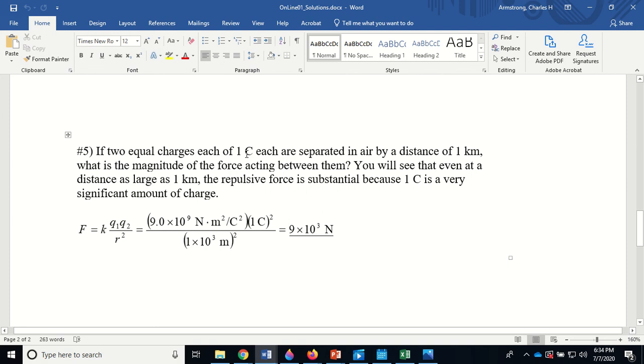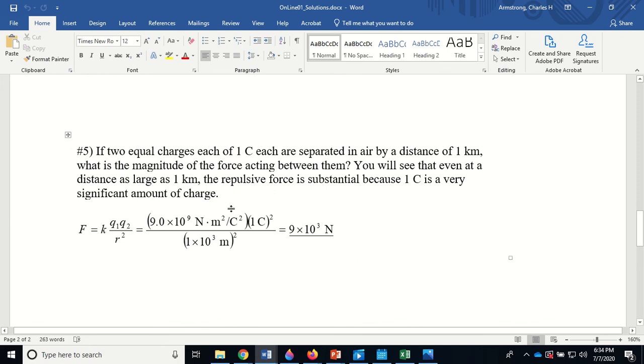If two equal charges of 1 coulomb each are separated in air by a distance of 1 kilometer, what is the magnitude of the force between them? You will see that even at a distance as large as 1 kilometer, the repulsive force is substantial because 1 coulomb is a very significant amount of charge.